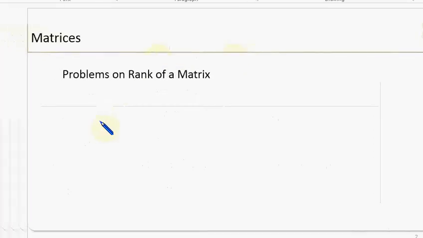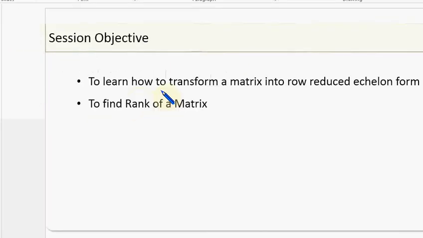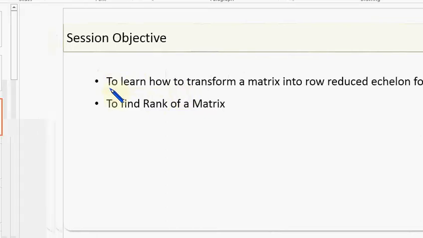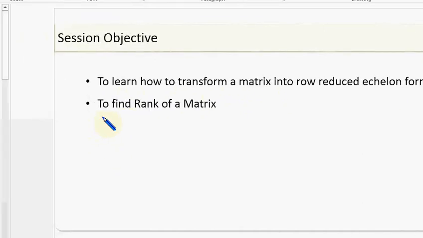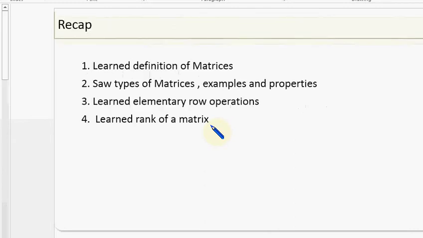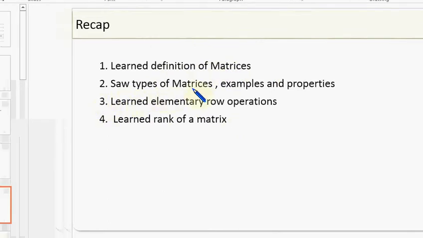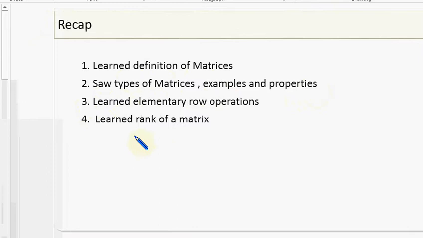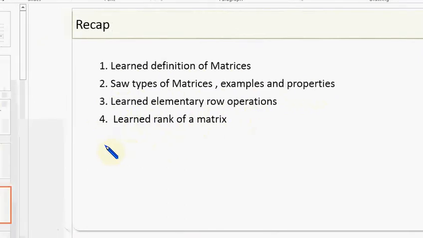Now, the problem on rank of a matrix. Session objectives: to learn how to transform a matrix into row reduced echelon form, to find the rank of a matrix. The session outcome: students know how to find out the rank of the matrix by using elementary row operations. Recap: we learned the definition of matrices, types of matrices, examples and properties, elementary row operations, and rank of a matrix.